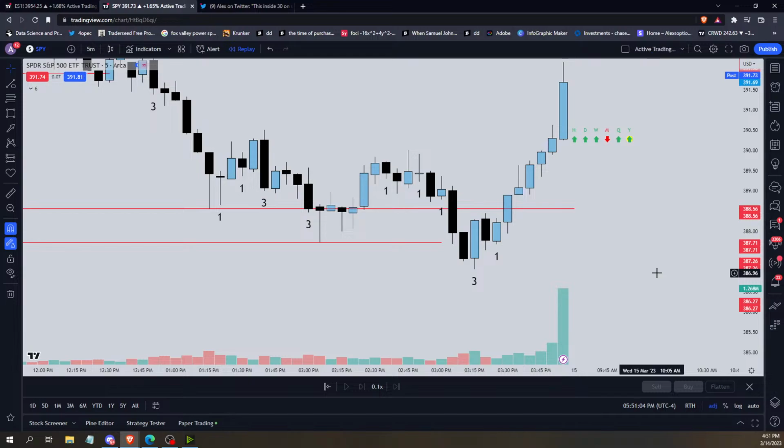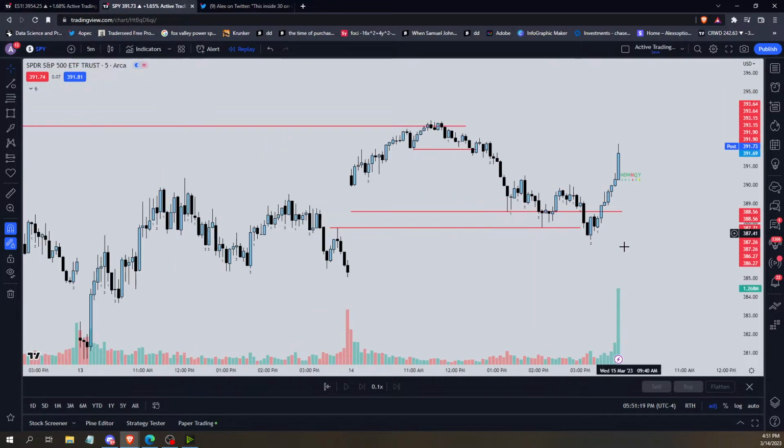Thoughts? 3-2 continuations are underrated, in my opinion. And given that it's a 3, they're harder to trade, but if you know when to trade them, you're going to do a lot better. And I would have to say, when can you trade them? You want to be trading off of low a day, high a day, or previous week high or previous day high, anything like that.